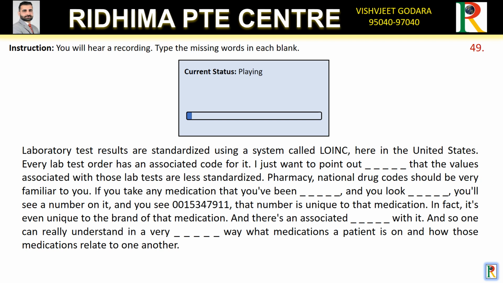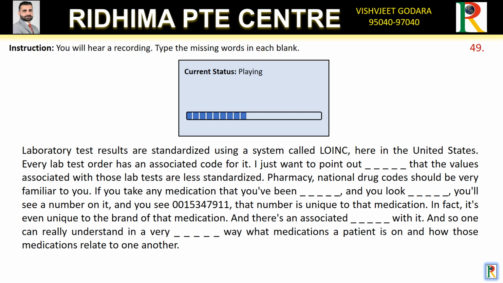Laboratory test results are standardized using a system called LOINC here in the United States. Again, every lab test order has an associated code for it. I just want to point out briefly that the values associated with those lab tests are less standardized.